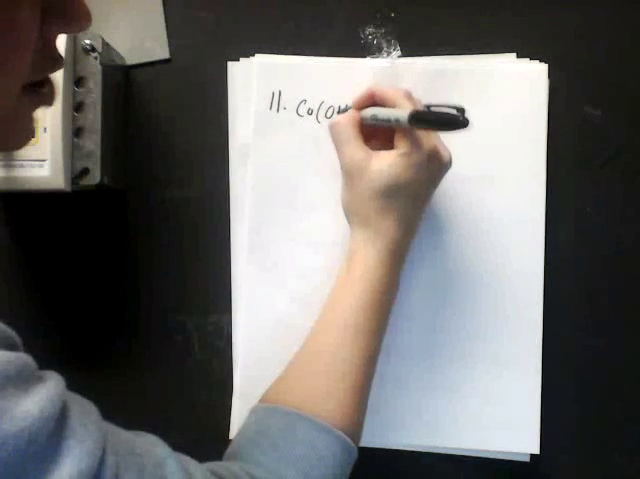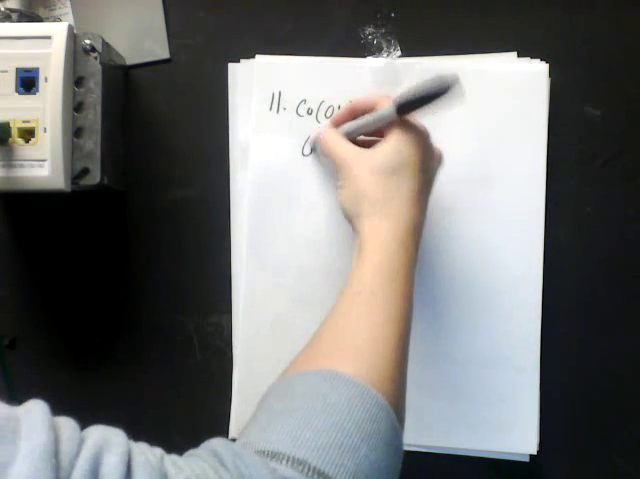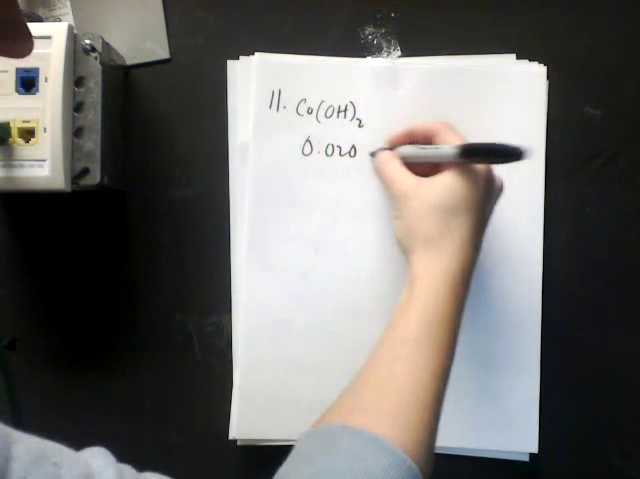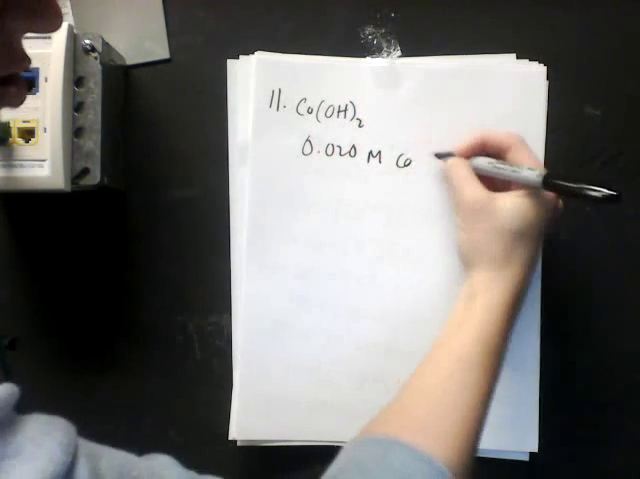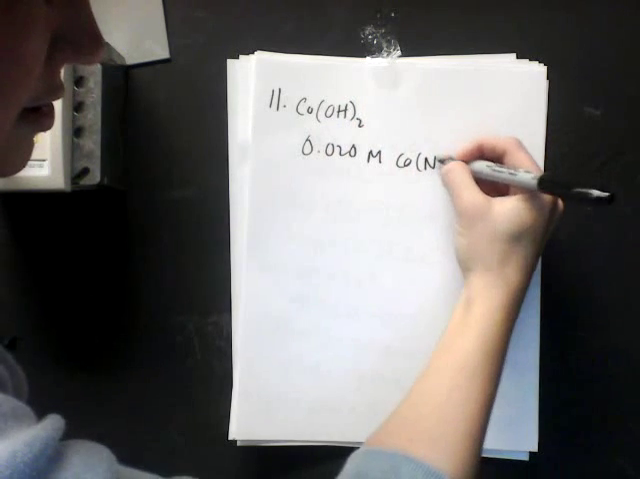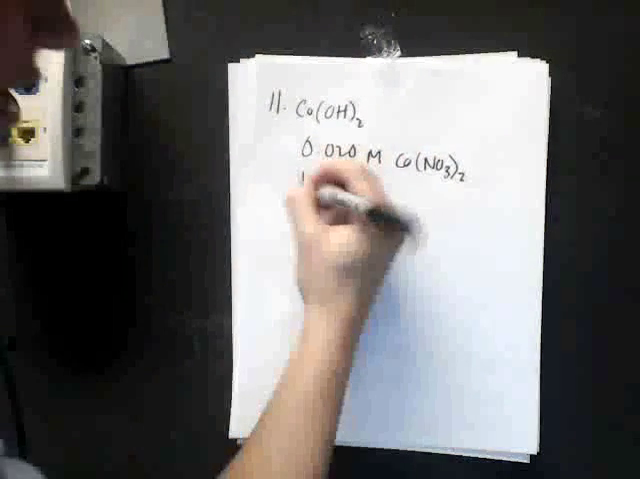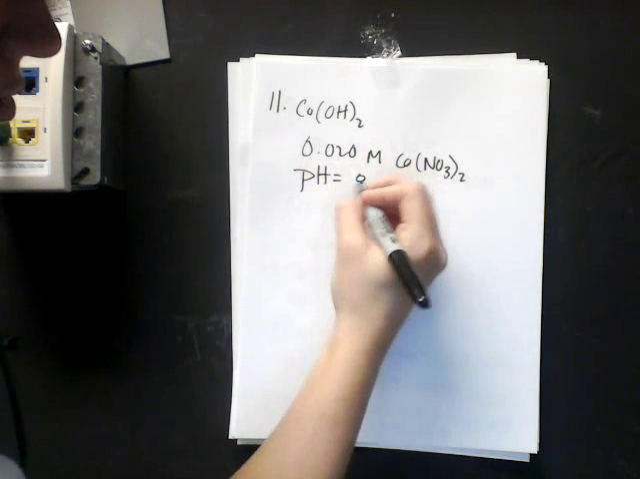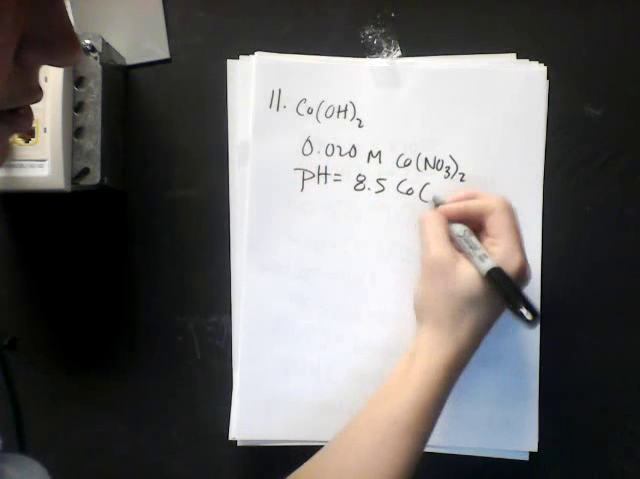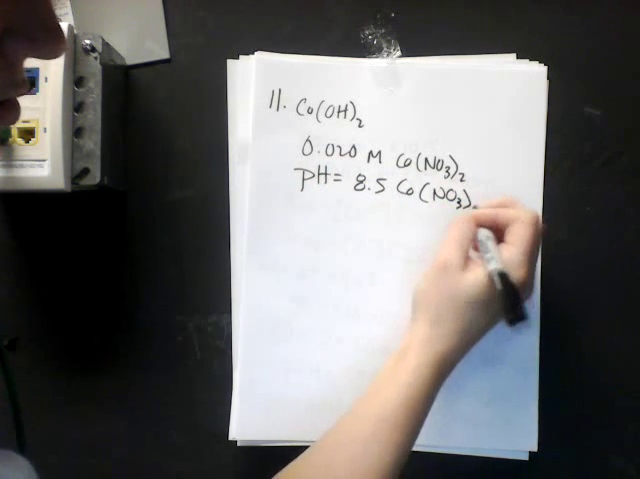Will cobalt hydroxide, Co(OH)2, precipitate from a solution if the pH of a 0.020 molar solution of cobalt nitrate is adjusted to 8.5? Okay?